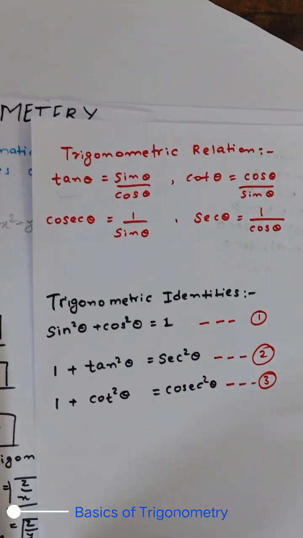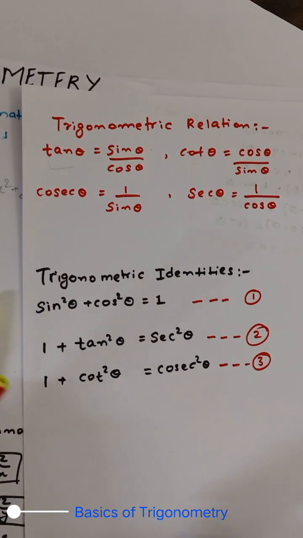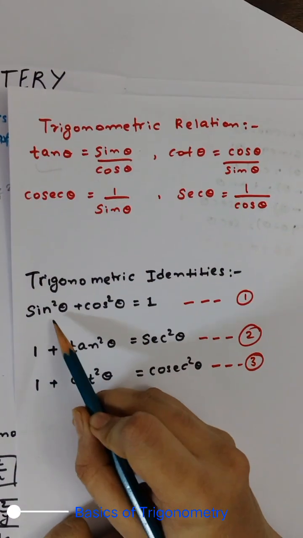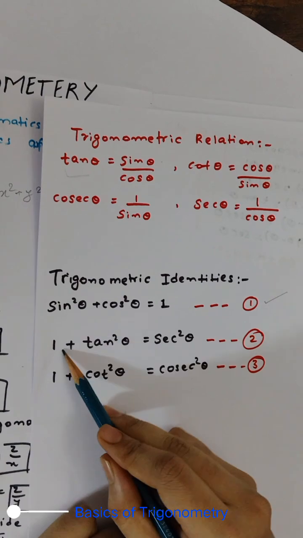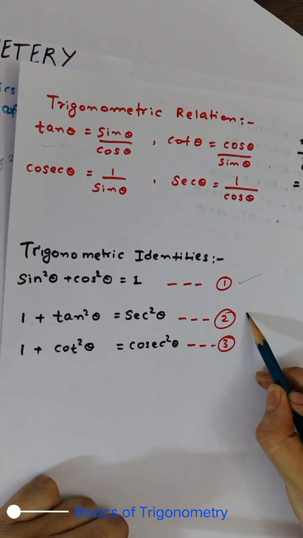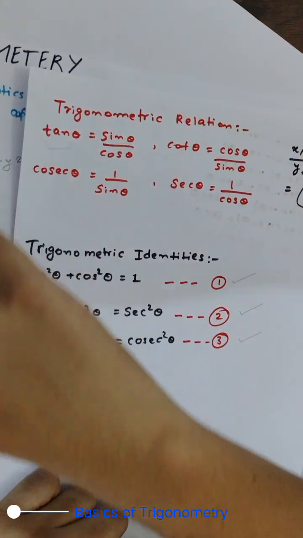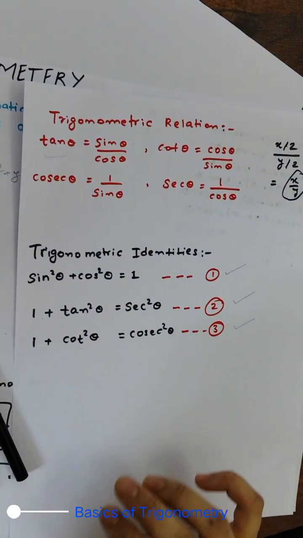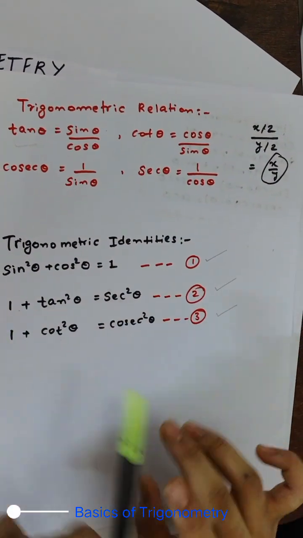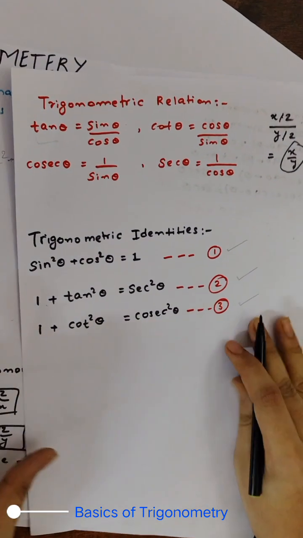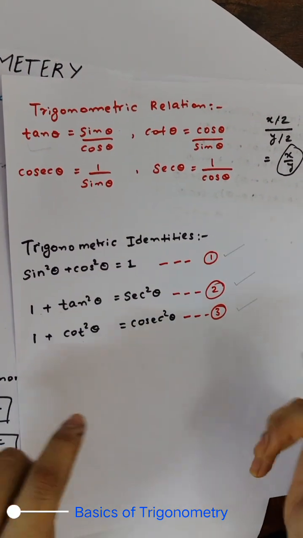Now there are basically three fundamental trigonometric identities, which are sin square theta plus cos square theta is equal to 1, 1 plus tan square theta is equal to sec square theta, 1 plus cot square theta is equal to cosec square theta. Now we know that these identities are very useful for solving any trigonometric problems. Now let us first prove how we get the proof of this trigonometric identity.